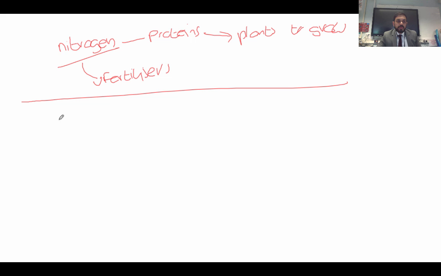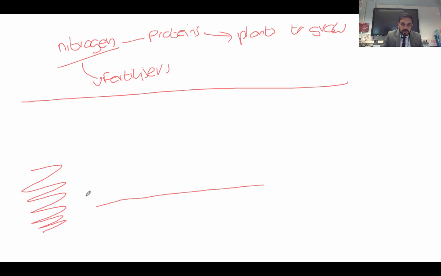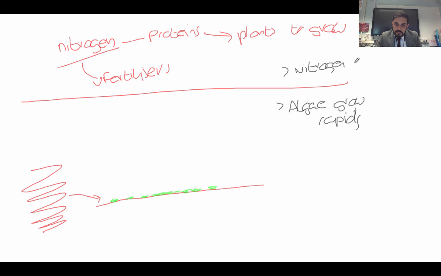Now, what happens when, so if this is a farm I've got over here and the guy's spreading loads of nitrogen, nearby I've got a river. Sometimes what happens is the nitrogen can fall into the river. What that then does is make the algae at the top of the river start to grow rapidly. So the algae grow rapidly because the nitrogen has spilled into the river. So nitrogen enters river.